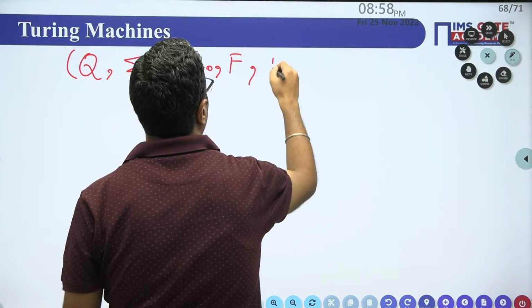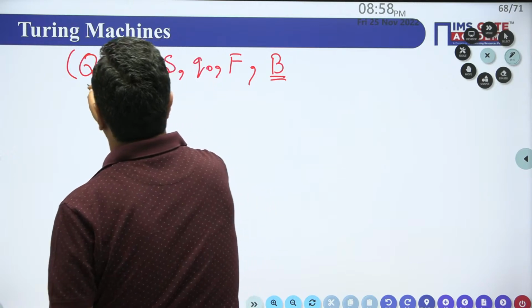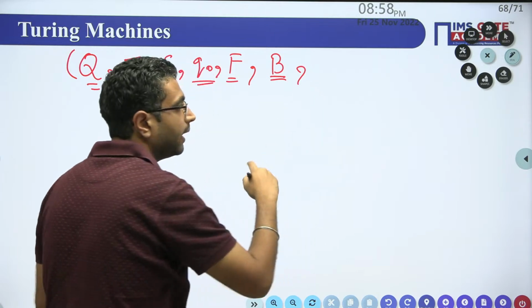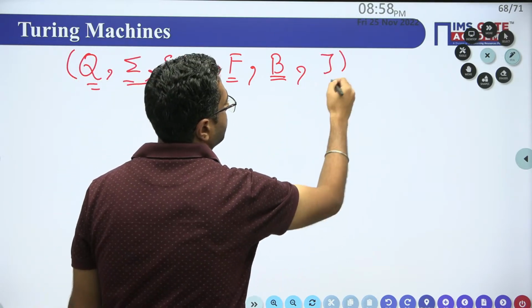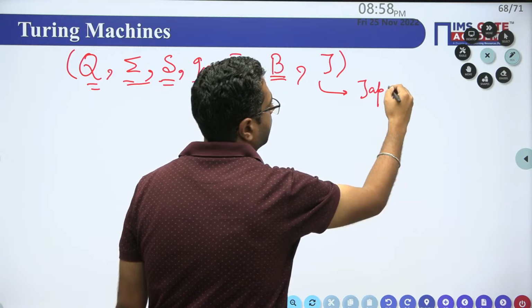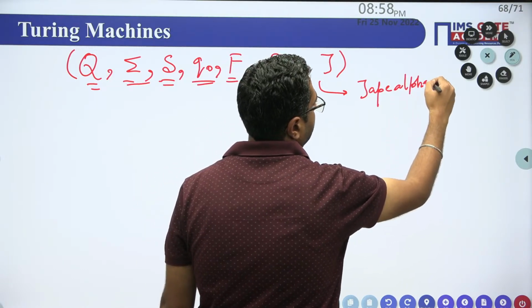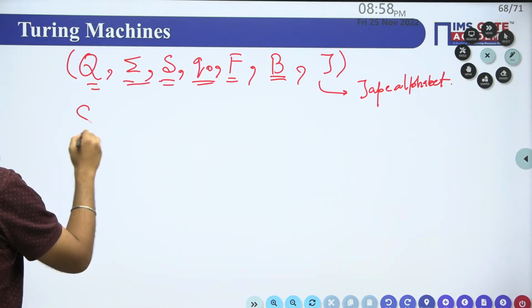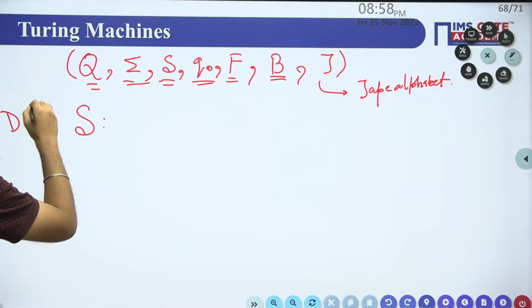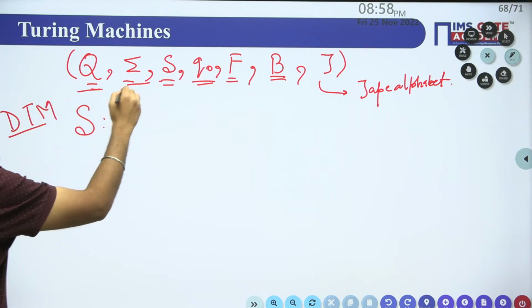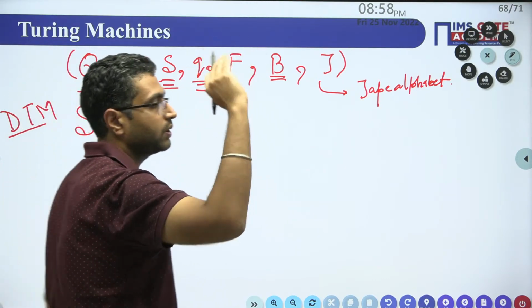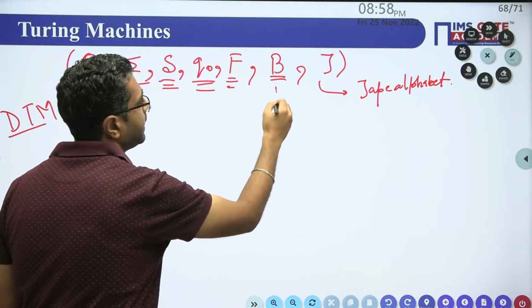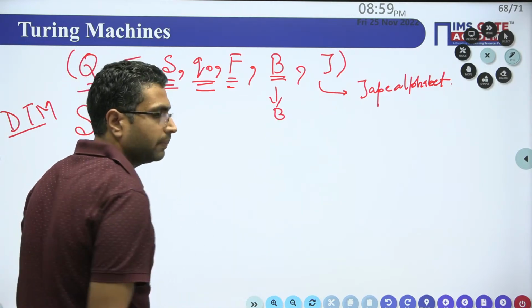Apart from this, we have a blank symbol on the tape, and also we have tau, which is known as the tape alphabet. And the transition function delta for deterministic Turing machines. So Q is same, sigma is same, delta is same, Q naught is same, F is same, which we used to have in earlier notations also, in other automata also. B is the blank symbol and tau is the tape alphabet, right?